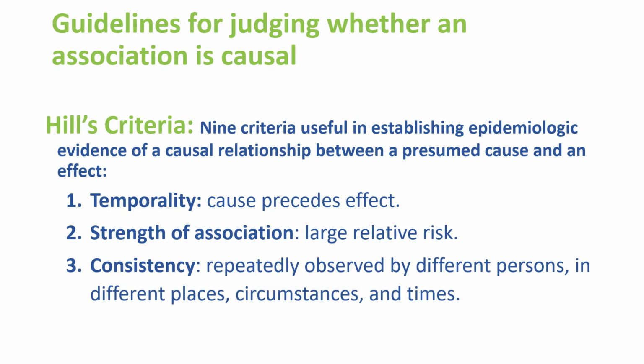First, we have these three most important criteria that should apply to a relationship between a risk factor and an outcome to be able to judge that this association may be causal. The most important are temporality, strength of the association, and consistency. Temporality, as we have learned before, means that the cause or risk factor precedes the effect, or comes before the effect. This should be confirmed.